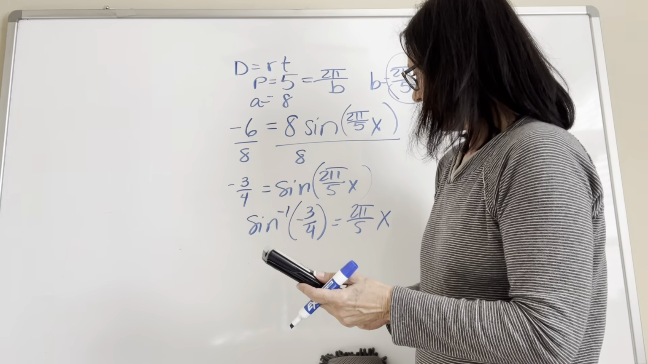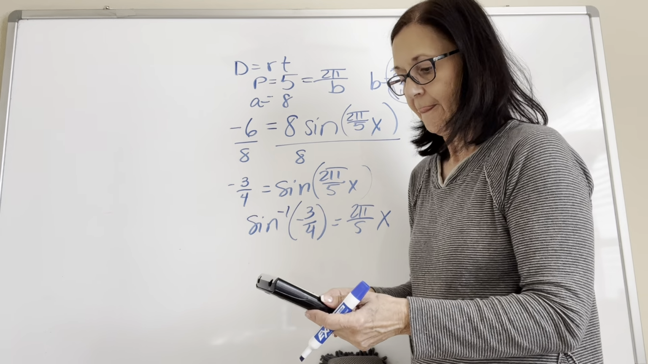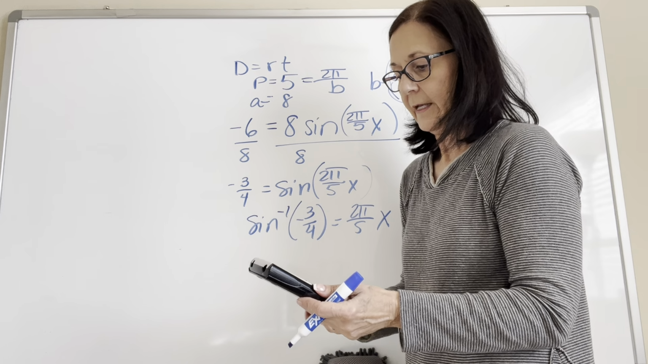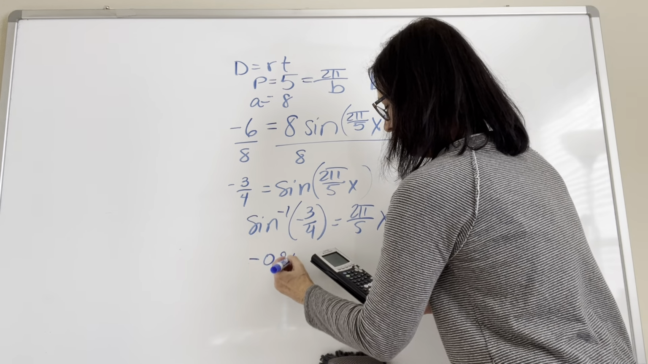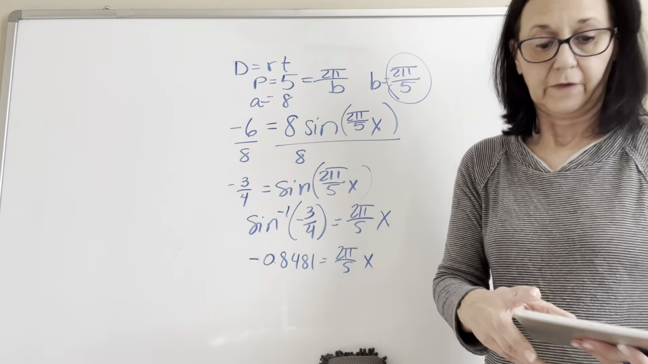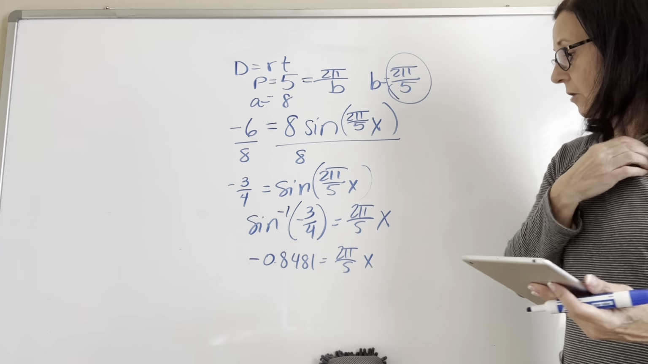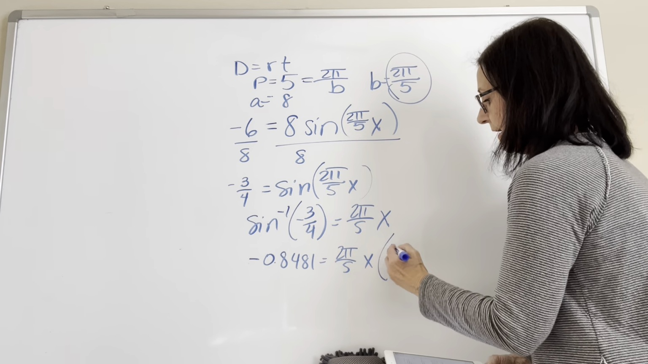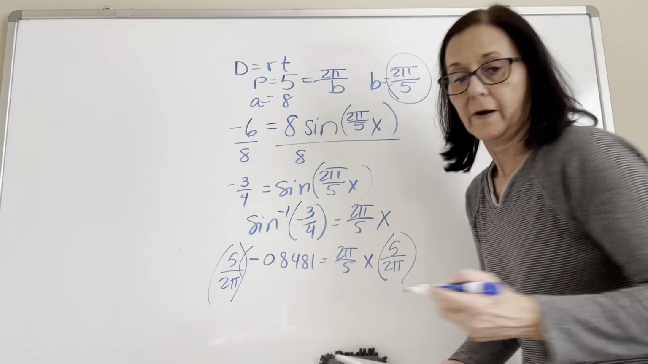All right, so I am going to do that, shift sine, -3 divided by 4, and I get -0.8481 equals 2 pi over 5 x, but we're wanting to solve for the x value. So I'm going to multiply by 5 over 2 pi on both sides.